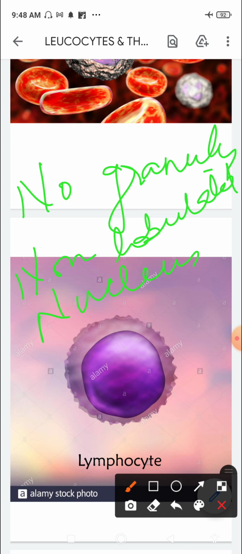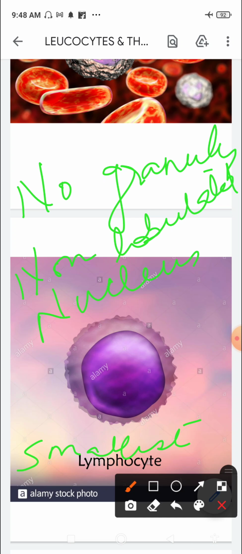You can see here the lymphocytes, they are the smallest leukocytes, slightly larger than RBCs. See, on the whole, WBCs are bigger in size as compared to the RBCs. So out of all the 5 WBCs, lymphocytes are the smallest, but still they are slightly larger than RBCs. They are small, non-phagocytic cells, so they do not phagocytize.